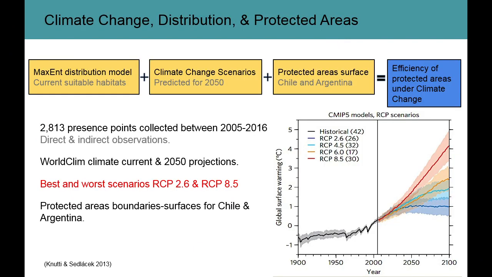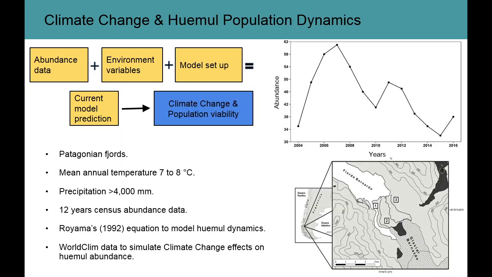What we did, we set up a Maxent model to see the distribution of the animal, how this is going to change in relation to 2 scenarios of climate change. The best one, an increase of less than or around 1 degree Celsius in the next 100 years. Another one, the worst one, an increase of around 3.7 degrees in the next 50 or 100 years. So we used WorldClim variables to investigate this. For the dynamics, we use this stuff.